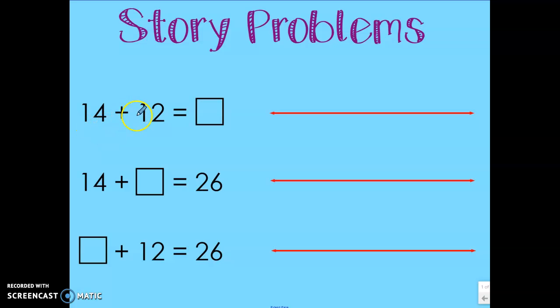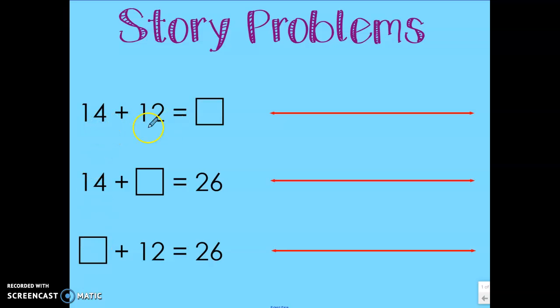I have a number plus a number equals something. I have a number plus a blank, which will give me 26. And I have a blank plus 12, which would give me 26. The reason I'm showing you this is because sometimes equations can be set up where there are unknowns in different spaces. So as you can see, this one's at the end, this one's in the middle, and this one is at the beginning. And all three of these equations are actually the same equation. I just took out one number from each of those.